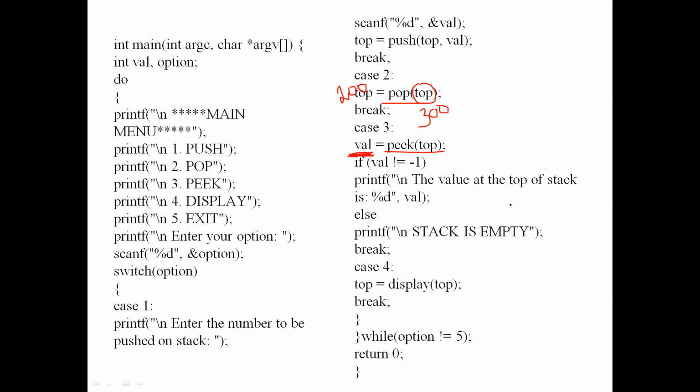If value is not equal to 1, that is different. Just go through the program. You are calling another function called display. For display, you are passing only the top pointer variable. That's enough. So we are passing the pointer variable, then again getting back the top variable.